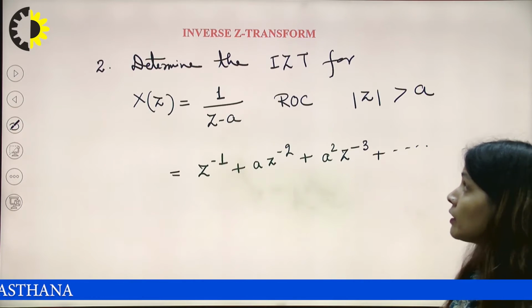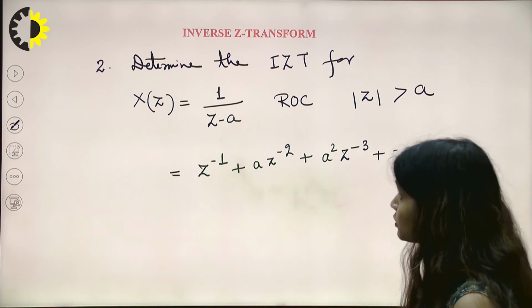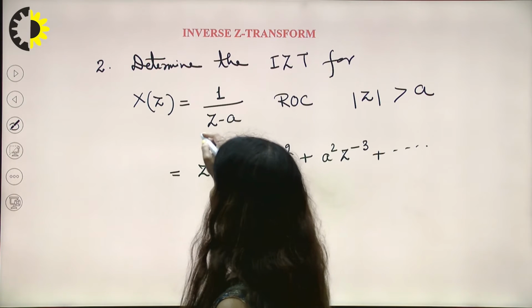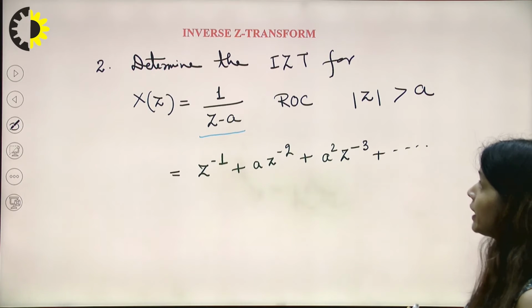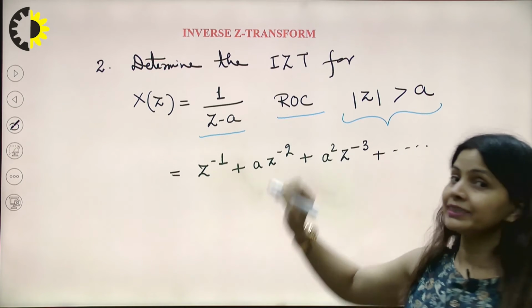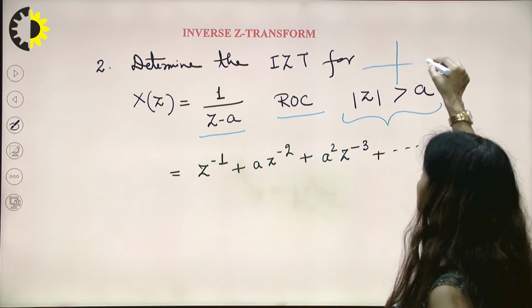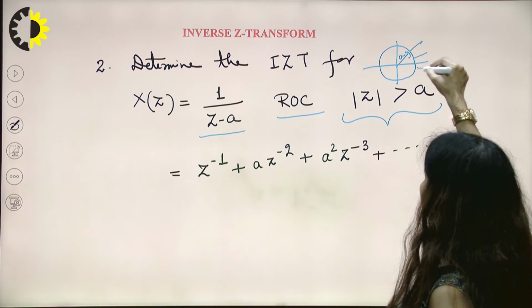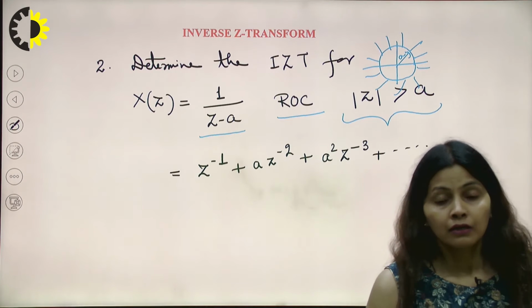Now next, we have an inverse z transform calculation problem, where X(z) is equal to 1 upon z minus a. This is another kind of problem that you may get, where the ROC is defined as mod z greater than a. Mod z greater than a means the ROC is the circle of radius a, and the ROC is obviously outside of a, right?